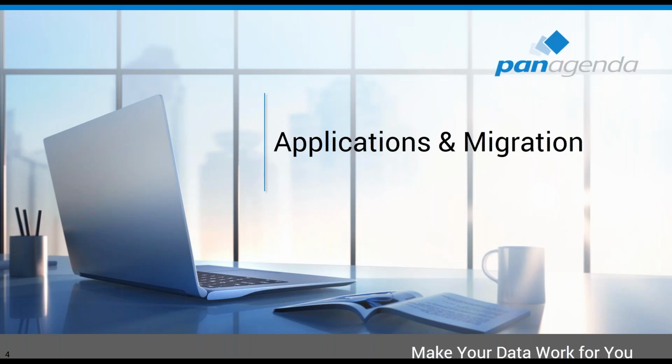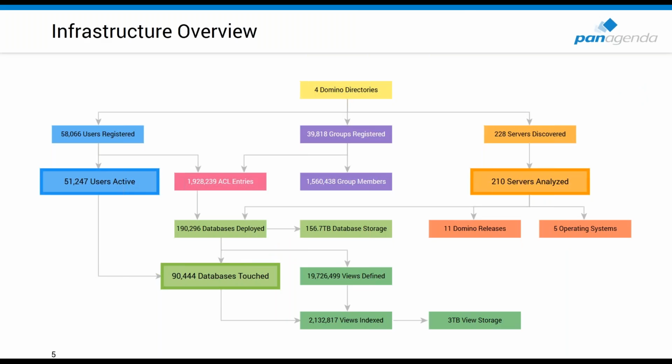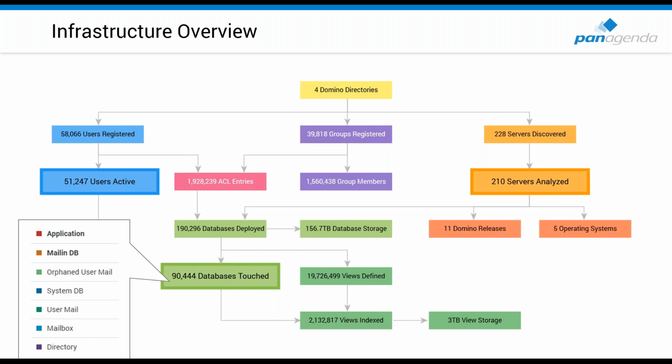So let me talk about application migration. One of the first things we do with Application Insights is help you draw a map of what you have, understand what you have, and understand what is being used and what is not being used. I'm not going to go through all of these boxes here, but this is a diagram: how many users, how many servers, how many databases, how many of those are actually used. And then we go ahead and split those databases up into different database categories.